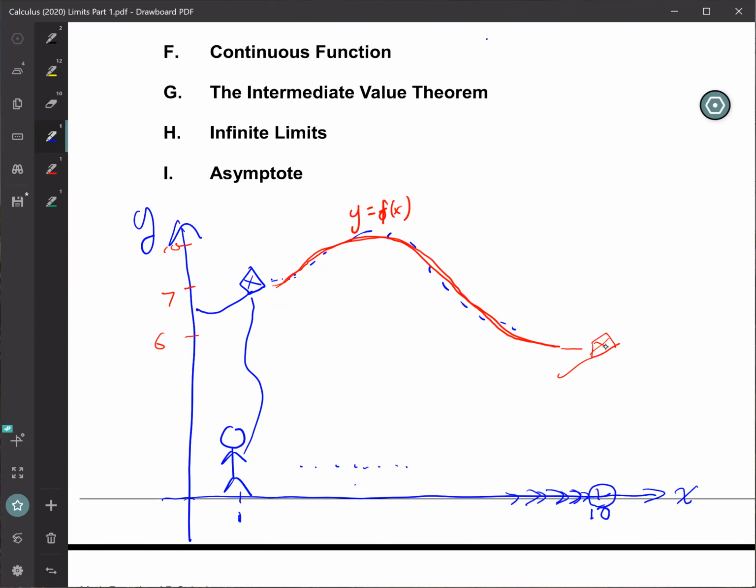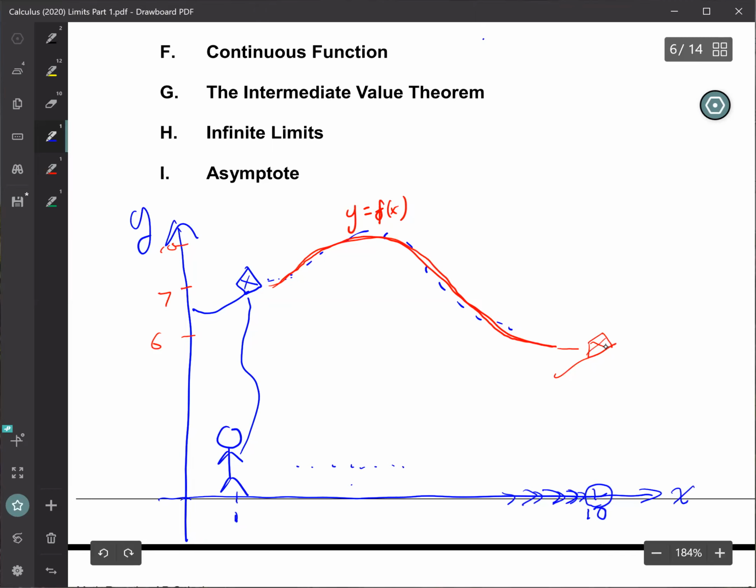Is it around 5? Yeah, around 5 or 6, right? You predict by looking at the pattern. It's flying lower and lower, so you say the limit for the kite is 6 or 5-ish, right? So this is what we're looking for, where the kite goes, in this whole chapter.